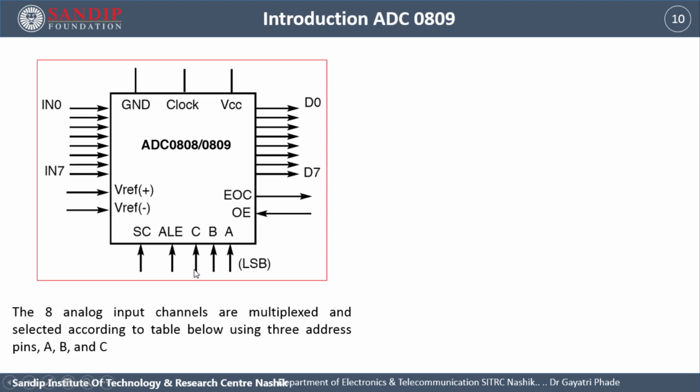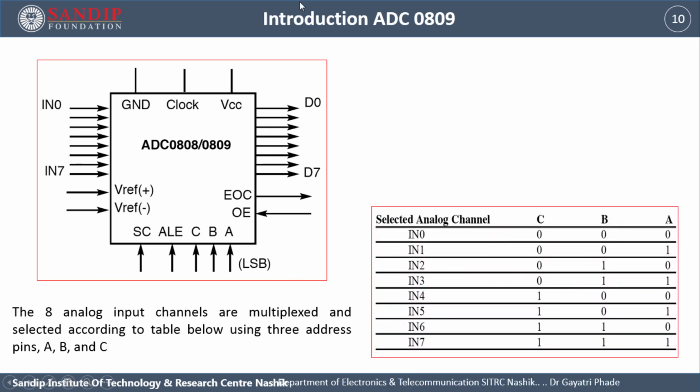The channel is selected based on the select lines A, B, C. Let us see how to select the channel using these select lines A, B, C. Here is the table for A, B, C. Understand, A is the LSB. Take care while selecting the channel. Note that A is LSB.